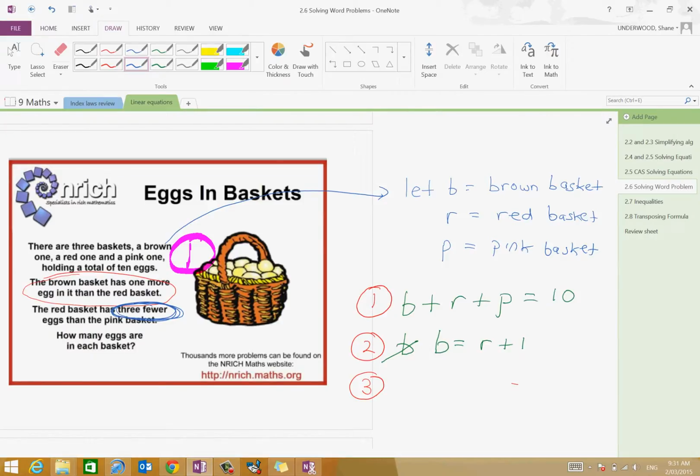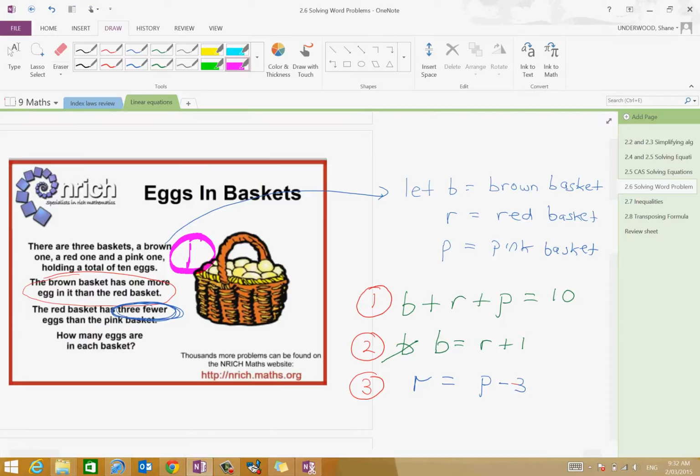The red basket has 3 fewer. So what we're going to say is R, which is the red basket, is equal to... the red basket has 3 fewer than the pink basket. So P minus 3. R is equal to P minus 3.